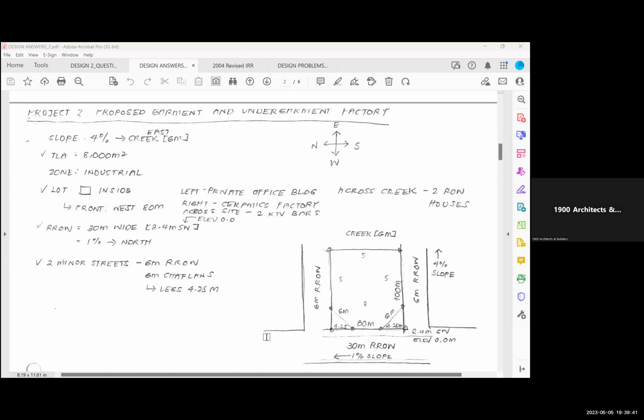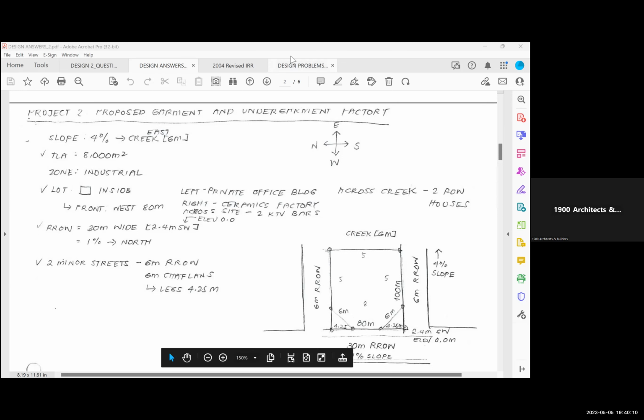So for project number 2, ito yung data nung nakuha natin based sa statement of the problem. So ang title niya is Proposed Garment and Undergarment Factory. So given ang PLA, the zoning, and the lot type. And then na-plot din natin yung site niya.